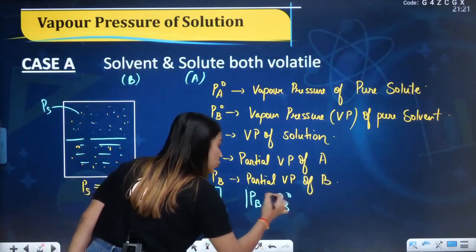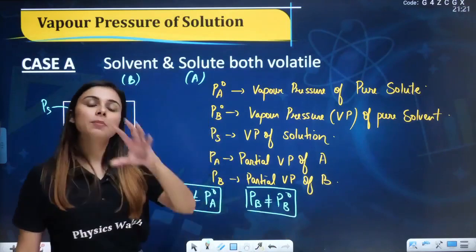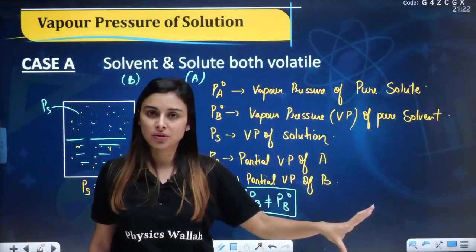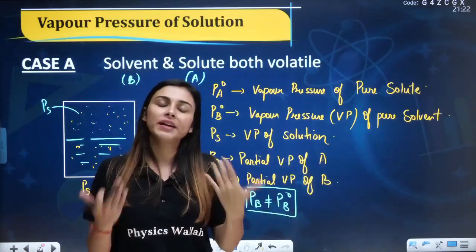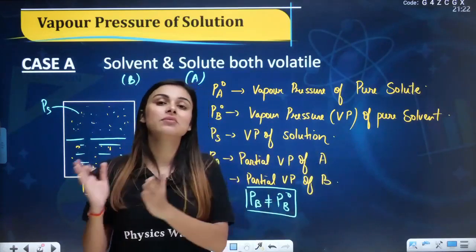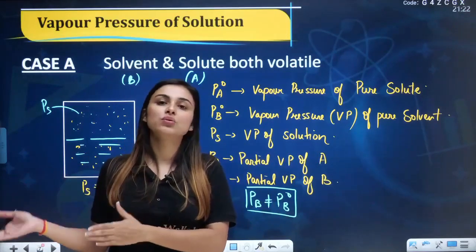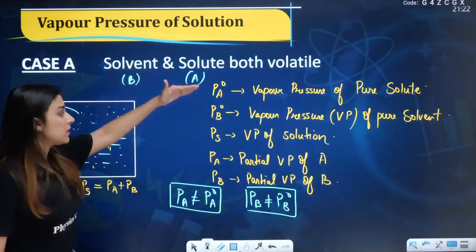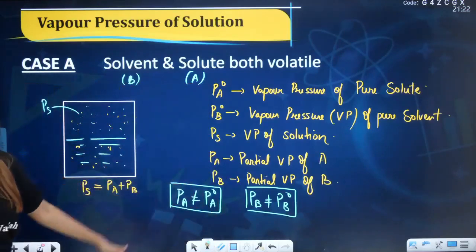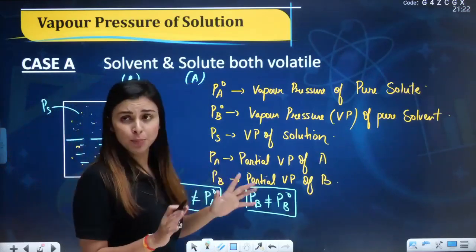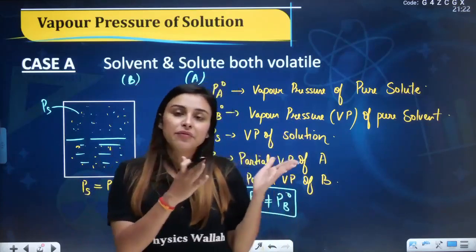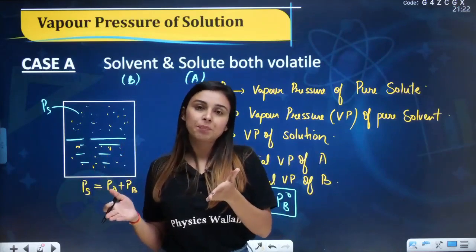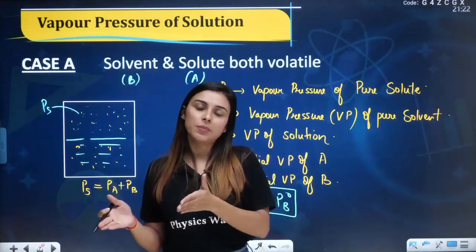Neither is PB equal to PB naught. When you talk about a mixture, then the pressures of each gas are considered to be their partial pressures. And if you consider only one solvent and its vapor pressure, that is the pure solvent or solute's vapor pressure. This is the most important part which you need to understand, the difference between all the different types of pressures. Pure component's vapor pressure, then if you are calculating it in a mixture, it will be its partial vapor pressure. And PS is the solution's vapor pressure.